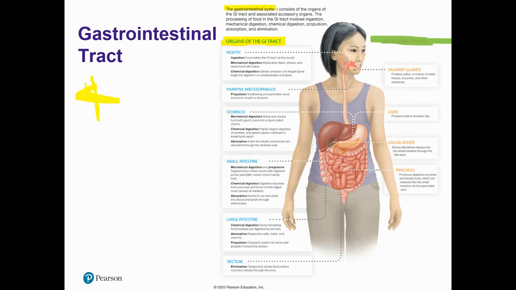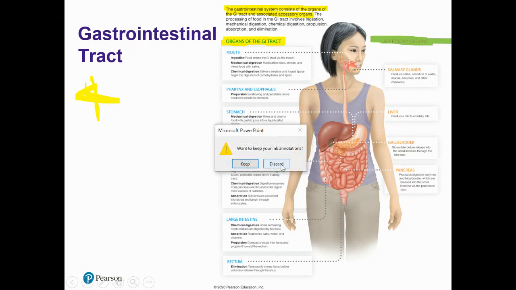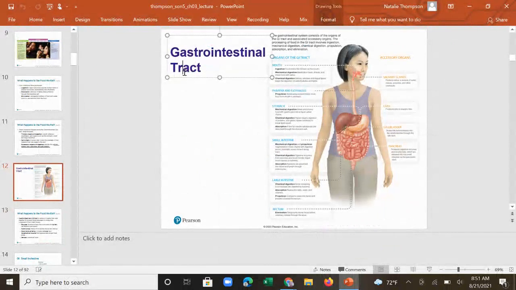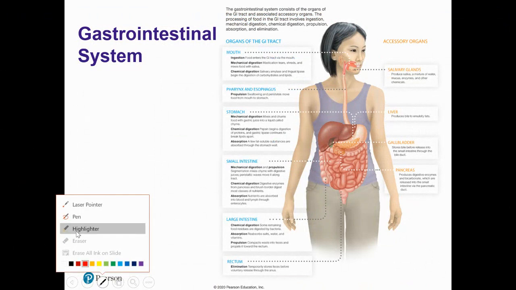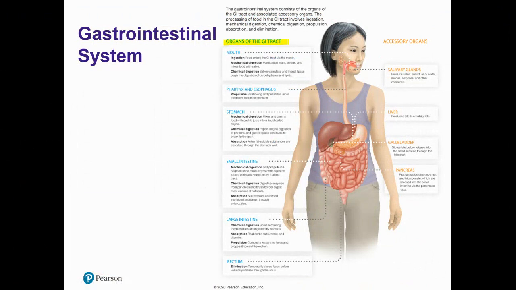The gastrointestinal system consists of the organs of the GI tract and the organs that we call accessory organs. So this, actually, you know what? I'm just going to go ahead and retitle that. This is actually the GI system. Oops, is what this slide is showing us. Okay, so let's look at the GI tract organs.